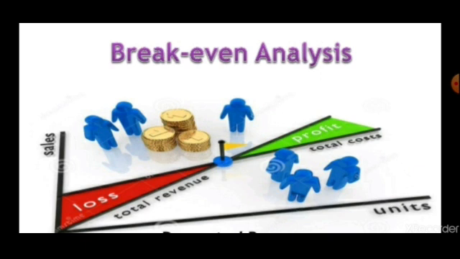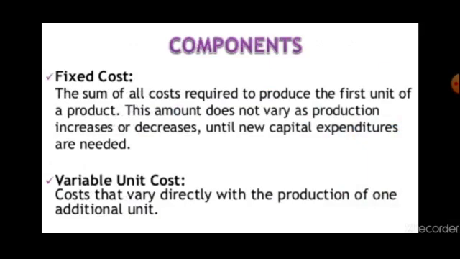Following are the components of break even point analysis. First is fixed costs. As the name suggests, certain costs are fixed in nature no matter there is production or not. They do not change as per the change in the number of units produced. The sum of all costs required to produce the first unit of a product. This amount does not vary as production increases or decreases until new capital expenditure is needed.